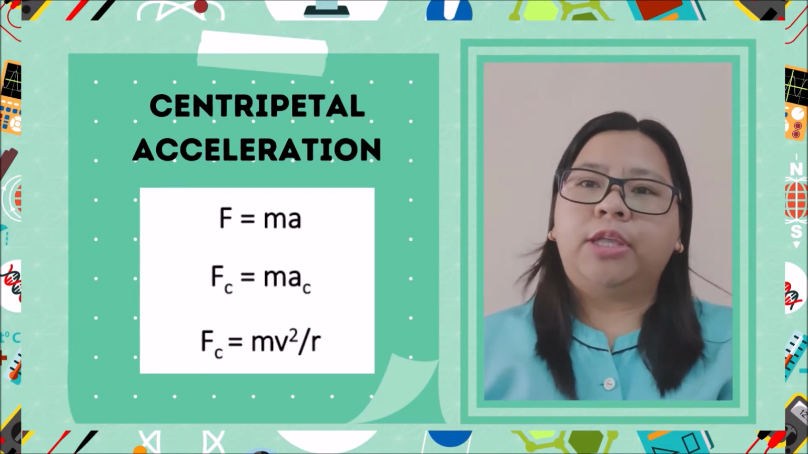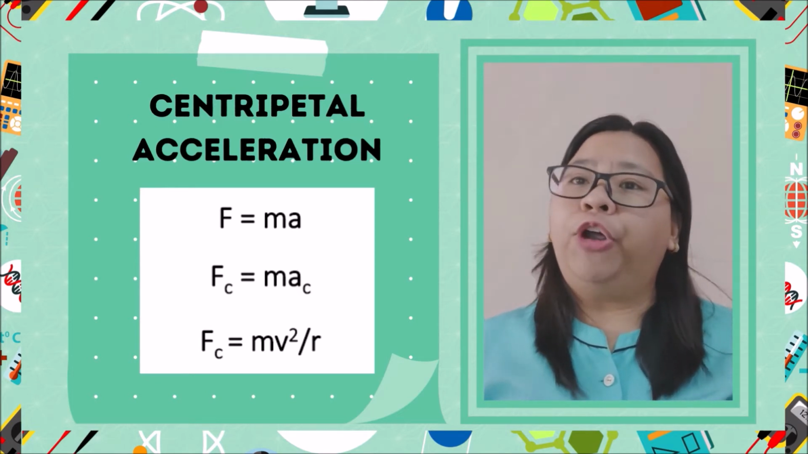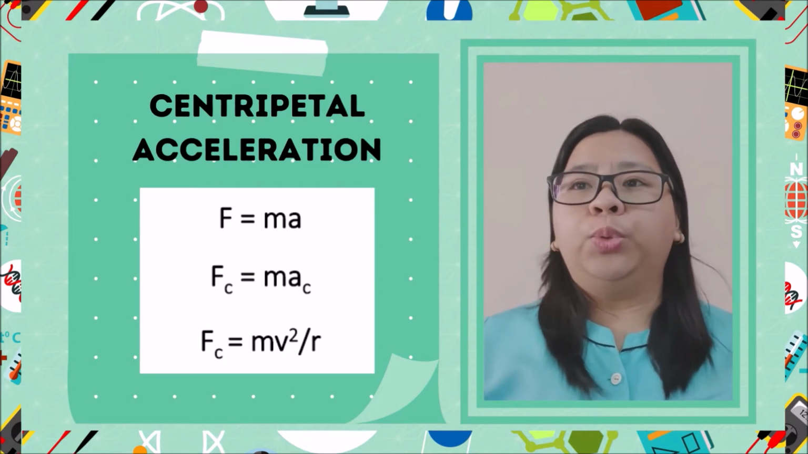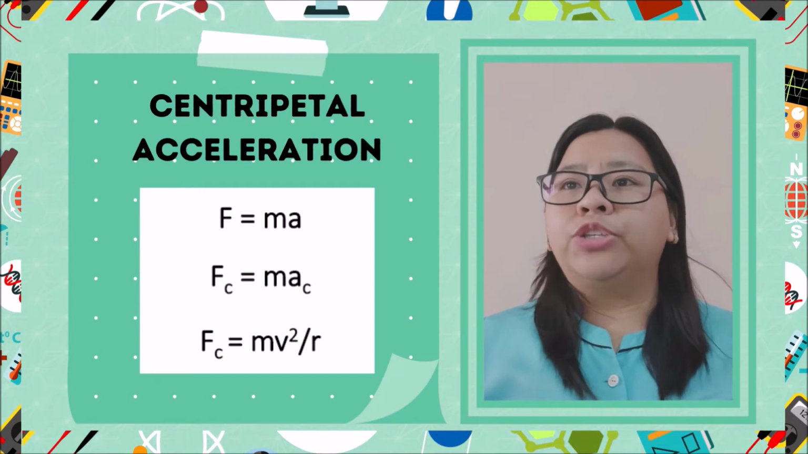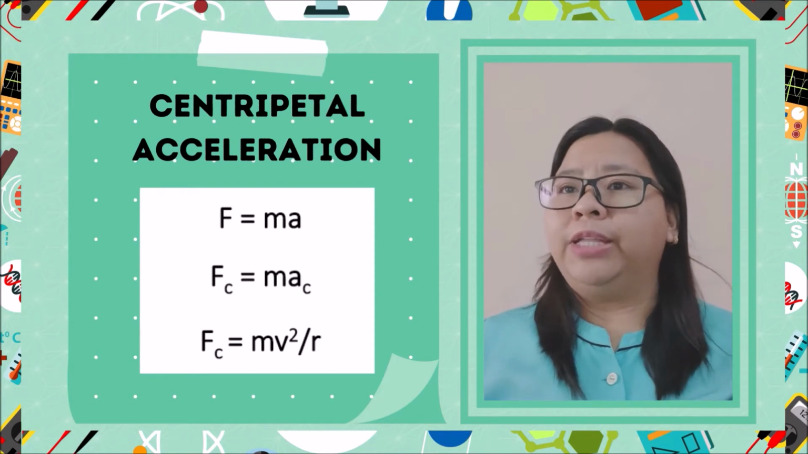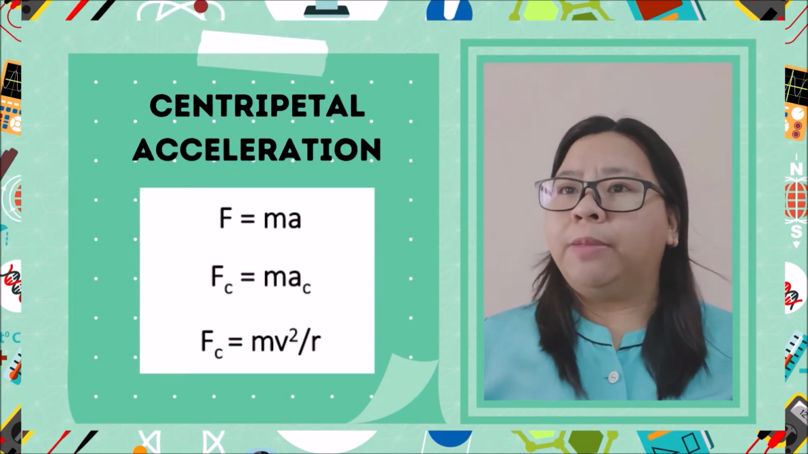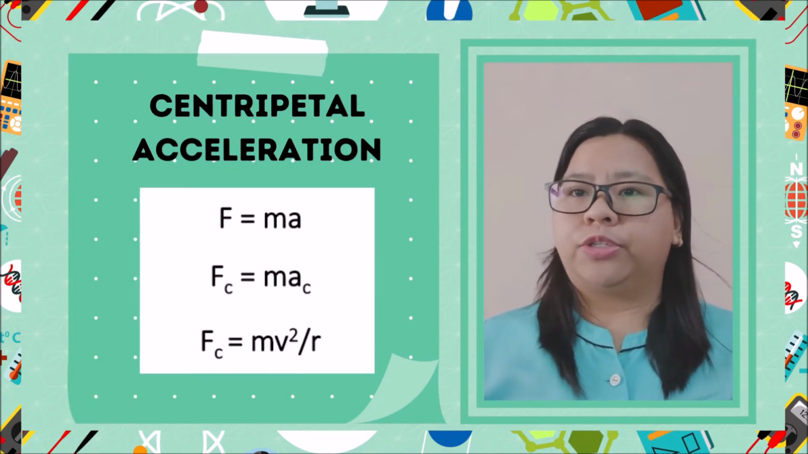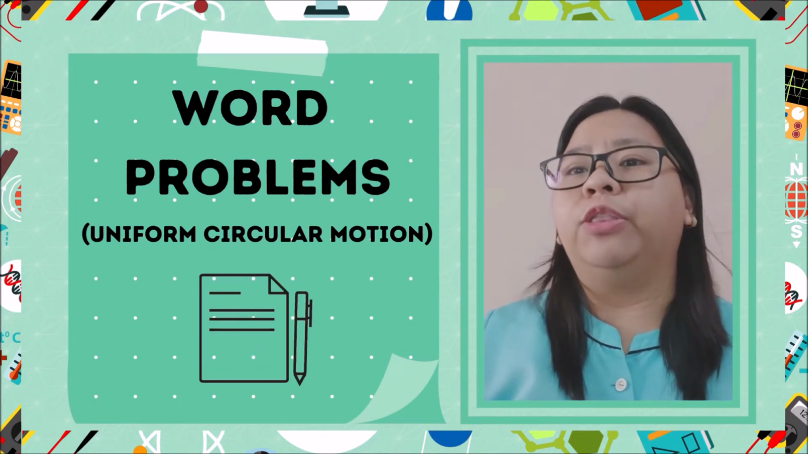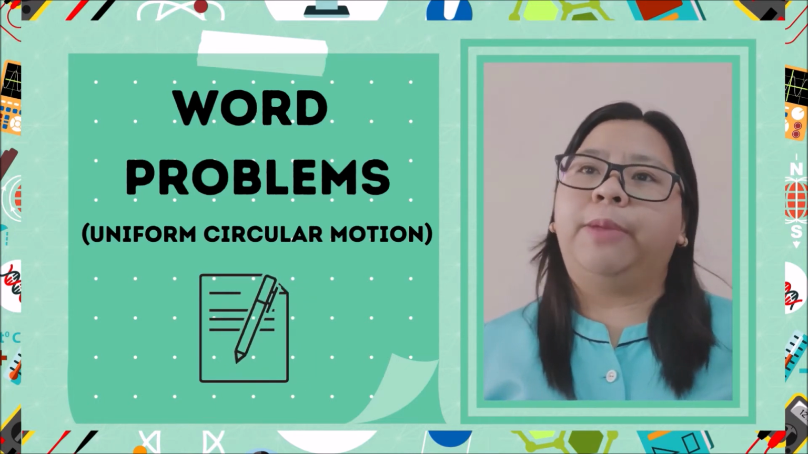Since we are talking about the centripetal force and the uniform circular motion, we will just apply the formula force is equal to mass times acceleration and change it into centripetal force is equal to mass times centripetal acceleration. Or it can be simply written as centripetal force is equal to mass multiplied by speed squared over radius. So I will be presenting some word problems and we will just apply the formula given to you a while ago, which is centripetal force is equal to mass multiplied by centripetal acceleration.